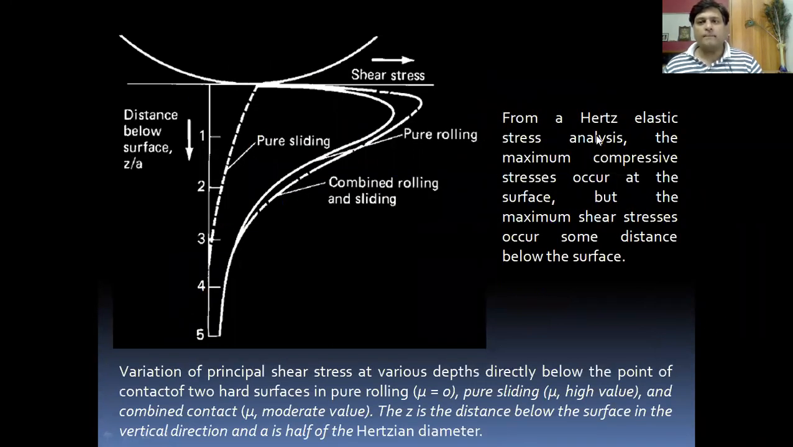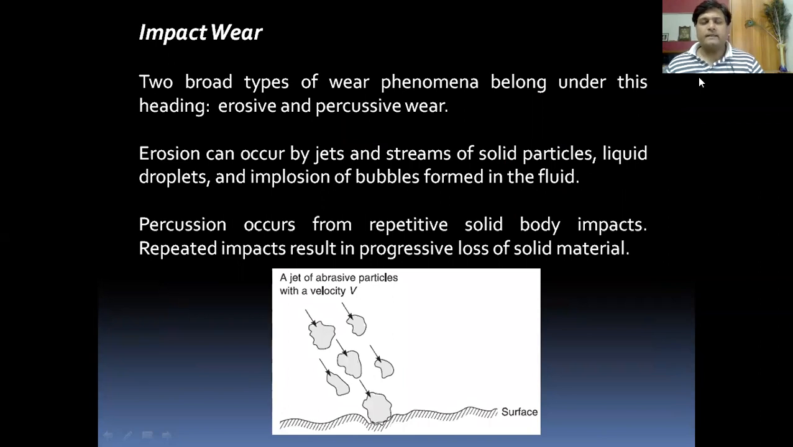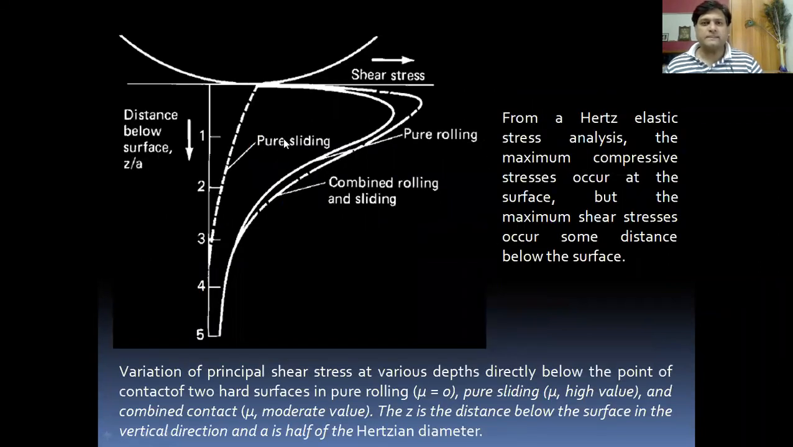Now, we can see from this diagram that from a Hertz elastic stress analysis, the maximum compressive stress takes place at the junction of the two surfaces, but the maximum shear stress takes place at some distance below the surface. You can see the variation of principal shear stress at various depths directly below the point of contact of two hard surfaces in either pure rolling, mu equal to 0, pure sliding, mu having a high value, and combined contact, that is mu having a moderate value.